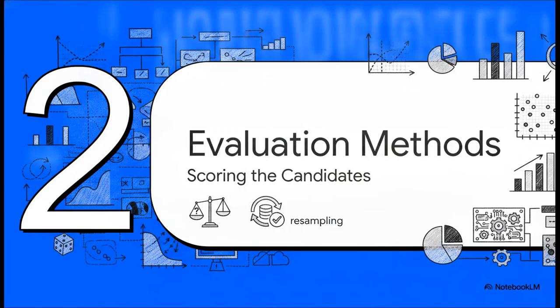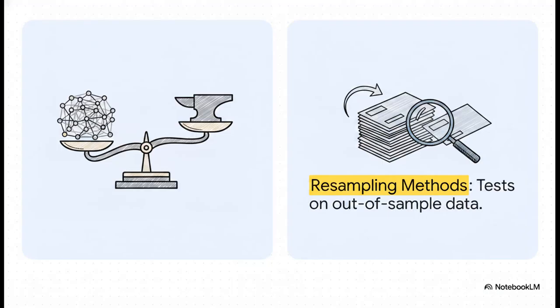Moving right along to section 2, probabilistic versus resampling methods. Okay, so once we actually have our candidates, how do we fairly evaluate them? If you just rely on the training data to evaluate a model's true capability, you're falling into a trap. Why? Because the training error is optimistically biased. It's literally like asking a student to take a test using the exact same questions they just studied. Obviously, they're going to ace it.